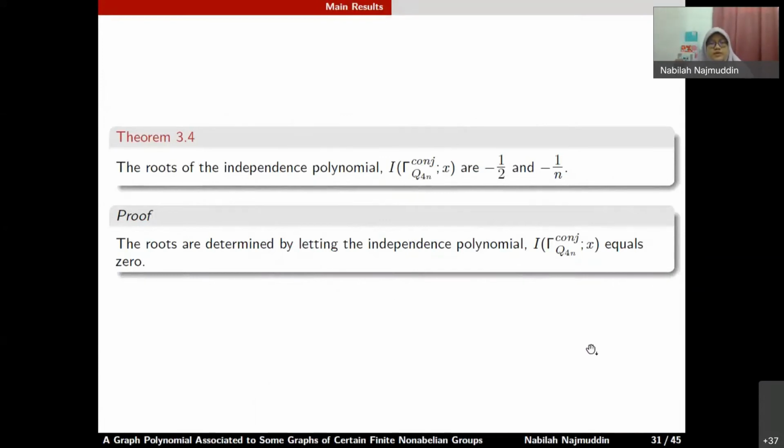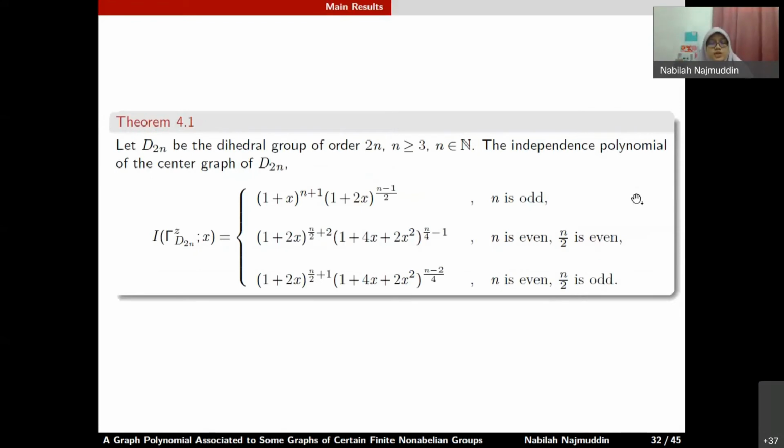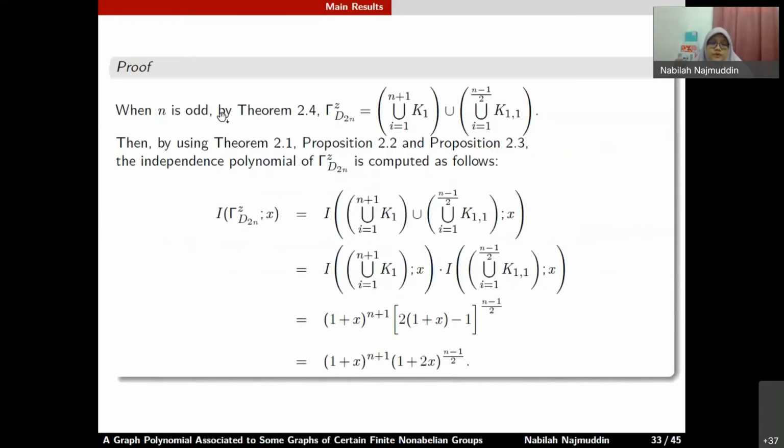For the center graph, these are the independence polynomials of the center graph of D2n. There are 3 cases. And to obtain this, when n is odd, we have the center graph of D2n as this union. There is also an argument if we use this i.